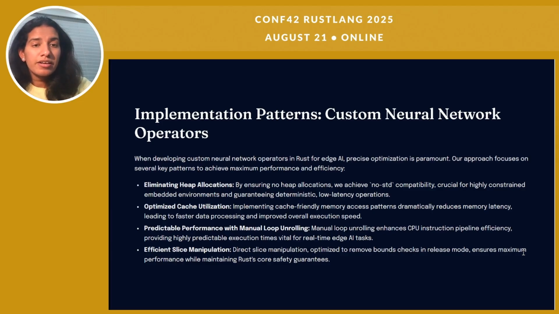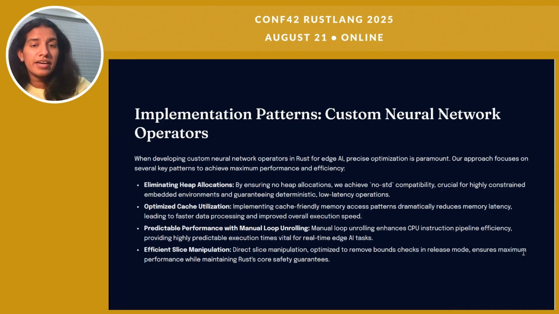Optimized cache utilization, implementing cache friendly memory access patterns, dramatically reduces memory latency and leads to faster processing time and execution speed. Manual loop unrolling enhances the CPU instruction pipeline efficiency and also provides highly predictable execution times for real-time edge AI tasks. Direct slices optimized to remove the bounds checks in release mode ensure maximum performance while maintaining Rust's core safety guarantees.